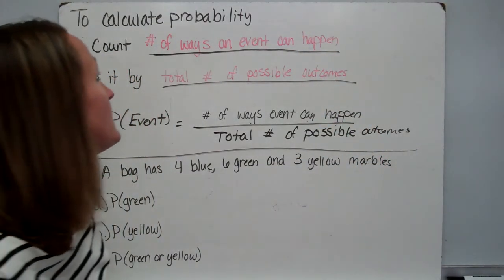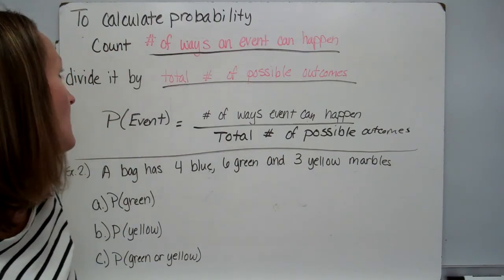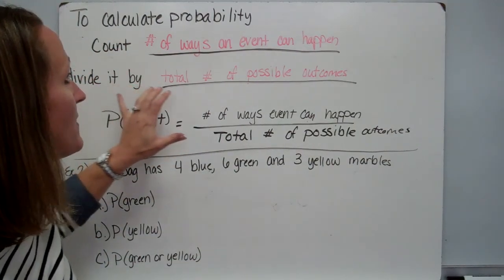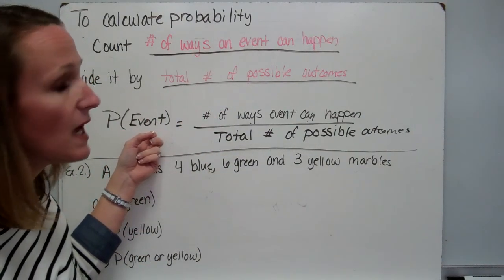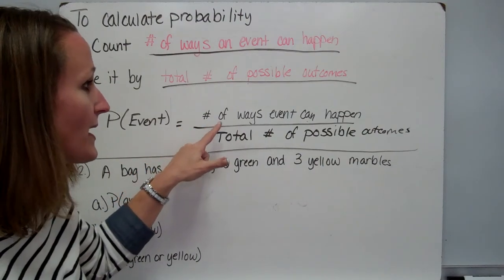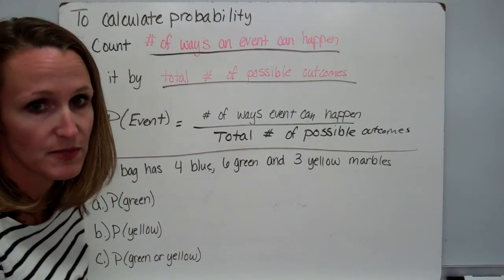To calculate probabilities, you count the number of ways an event can happen, then divide it by the total number of possible outcomes. So we say that the probability of an event is the number of ways an event can happen divided by the total number of possible outcomes.